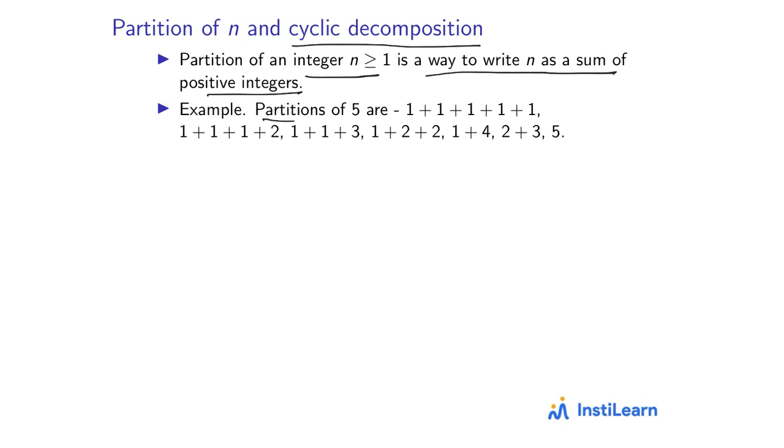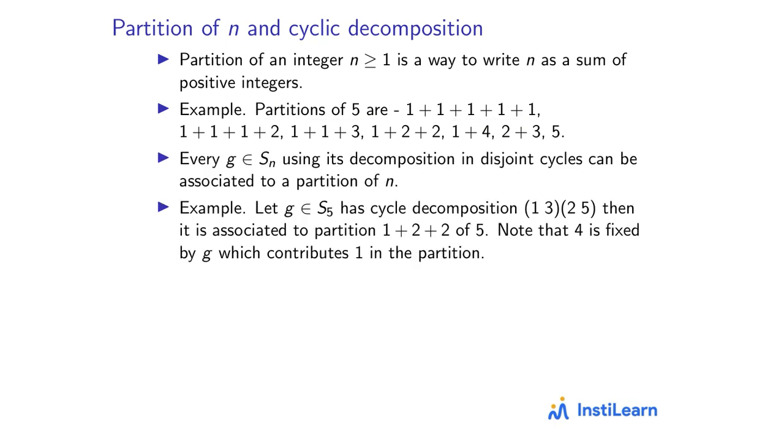So what are all partitions of 5, for example? One partition is you can write 5 as 1 plus 1 plus 1 plus 1 plus 1. Another is 1 plus 1 plus 1 plus 2. Then 1 plus 1 plus 3, then 1 plus 2 plus 2, 1 plus 4, 2 plus 3 and just 5. So you can see that there are 1, 2, 3, 4, 5, 6, 7 partitions. There are 7 partitions of 5.